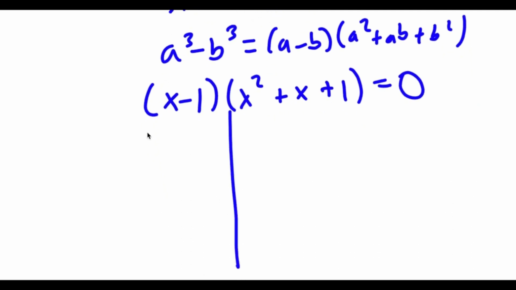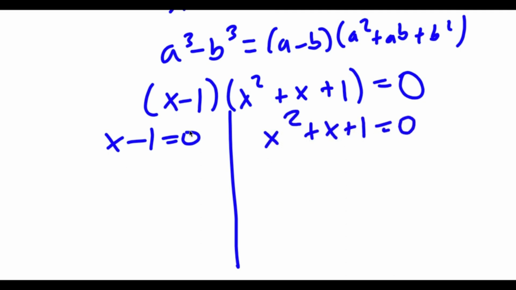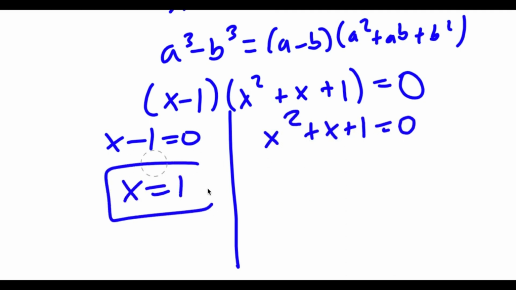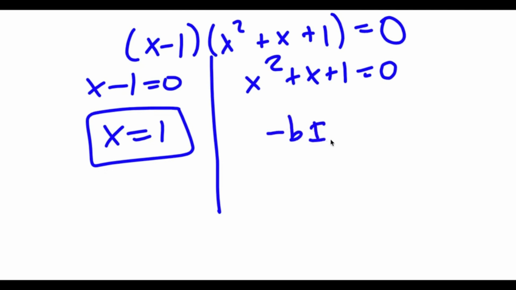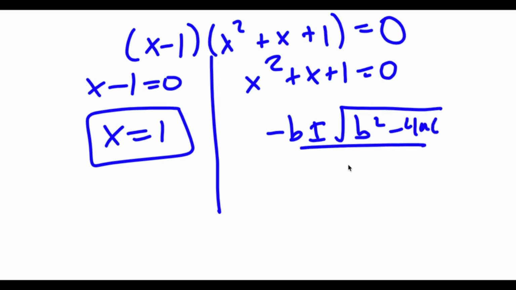And this gives me two equations. I get x minus 1 equals 0, and x squared plus x plus 1 equals 0. So for x minus 1 equals 0, we get x equals 1, which we already got before. And for x squared plus x plus 1 equals 0, we can use the quadratic formula, which is negative b plus or minus the square root of b squared minus 4ac all over 2a.